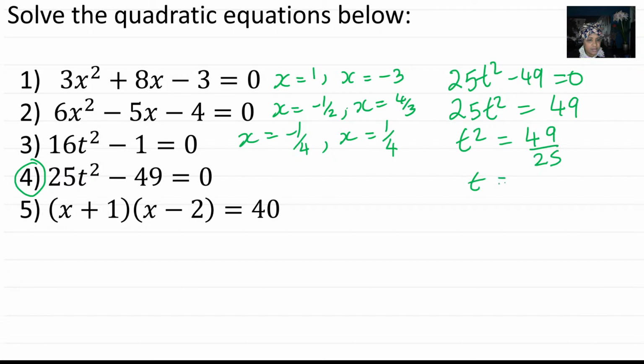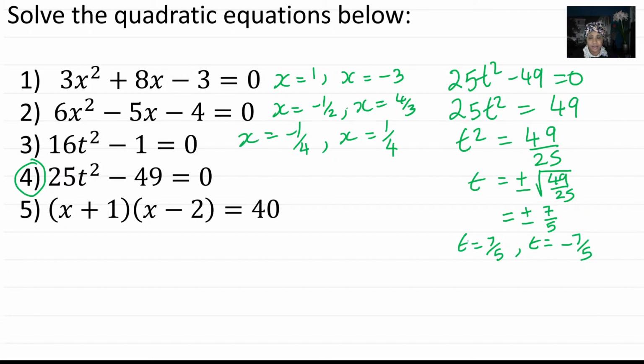And then t is going to be square root. But remember, when you square root, because it's quadratic, it means you need 2 answers. You have to put plus or minus square root of 49 over 25. And we know square root of 49 is 7 and the square root of 25 is 5. So that's going to be plus or minus 7 over 5. That means t is going to be equal to 7 over 5, or t is going to be equal to negative 7 over 5. That's one way of doing it.